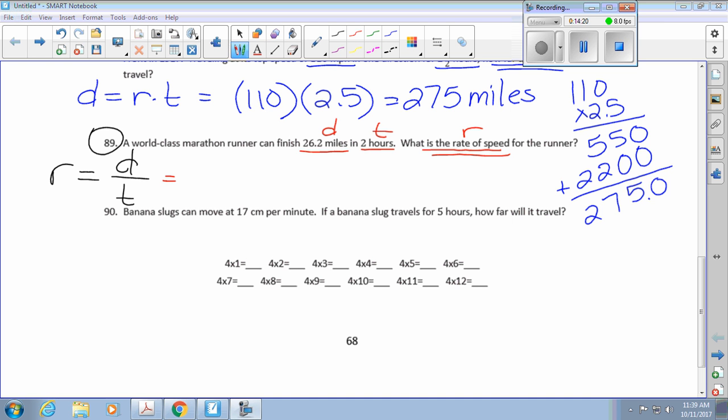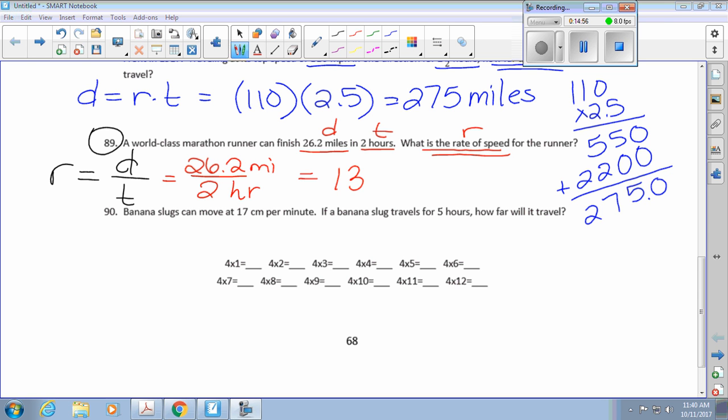Okay, we're going to plug in what on the top. What number goes on top? Michael? 26.2. Very good. 26.2 miles. And our time on the bottom? Hold on, Emma. Hold on, I'm coming over to Emma. 2 hours. 2 hours. Very good. And when we take 26.2 and split it in 2, what would we get for every single hour, Riley? 13.1. Very good.